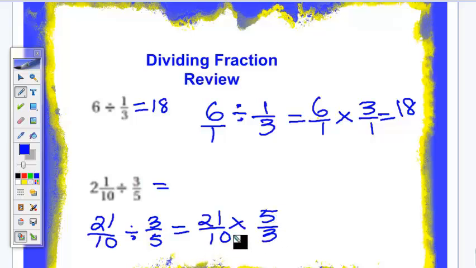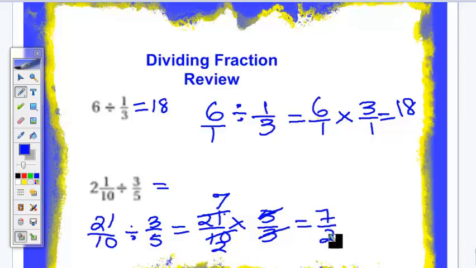Okay? Now, the next step here will be to simplify before we multiply the numerator and the denominator to prevent us from dealing with large numbers. So 5 and 10, their GCF will be 5. So 5 cancels, 10 turns to 2. 21 and 3, GCF again here will be 3. 3 cancels, and 21 will become 7. So here we are left with 7 over 2.